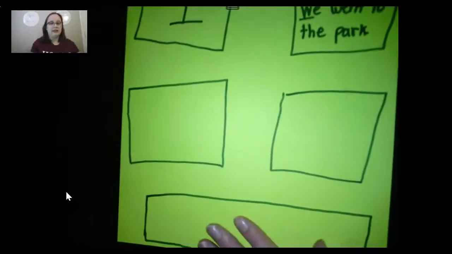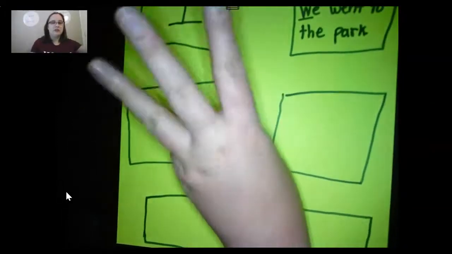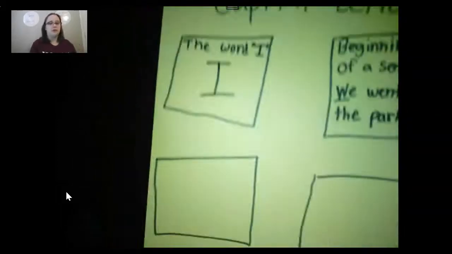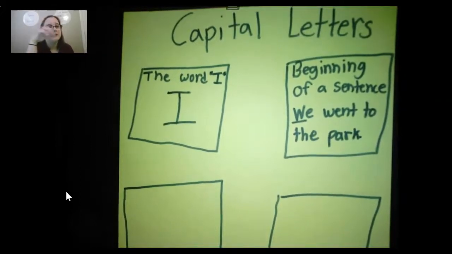Let's check to see how many we have left. We have 5. We filled in 2, so we have 3 boxes left. 3 more times where we're always going to use capital letters. I'm going to give you some hints on this one.